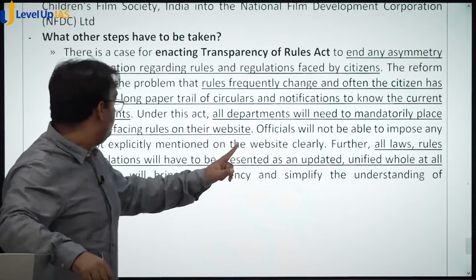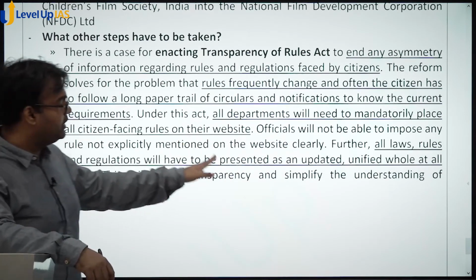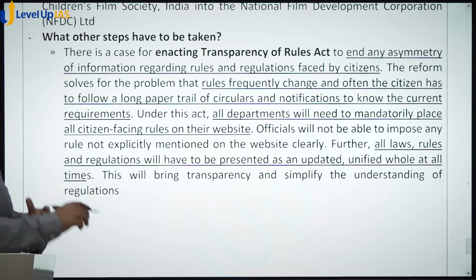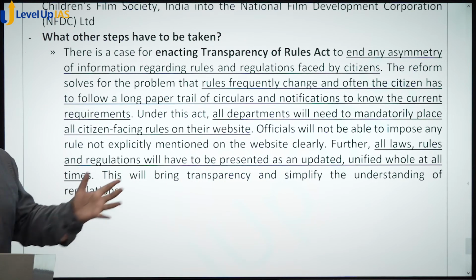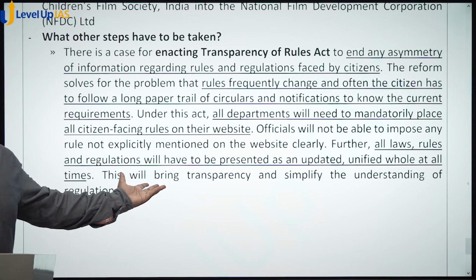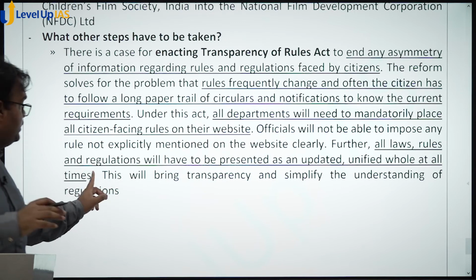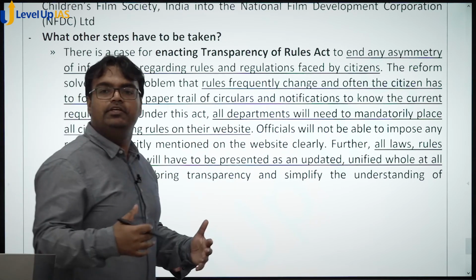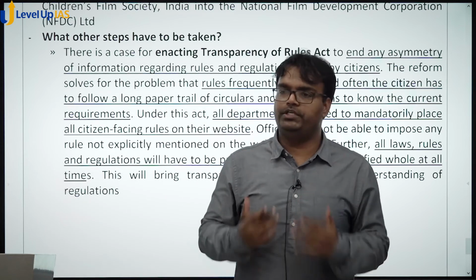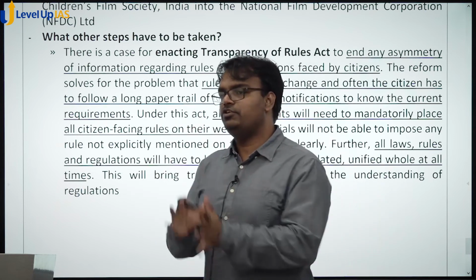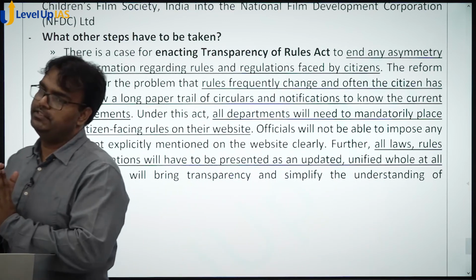Further, all laws, rules, and regulations will have to be presented as an updated, unified whole at all times. That is, the latest law should be available, and laws in unified form should be available rather than distributed in many sources and on many pages. This will bring transparency and simplify understanding of the regulation, and thus improve the effectiveness of regulation. Okay, so process reform needs to happen in this complex environment, in this complex situation.